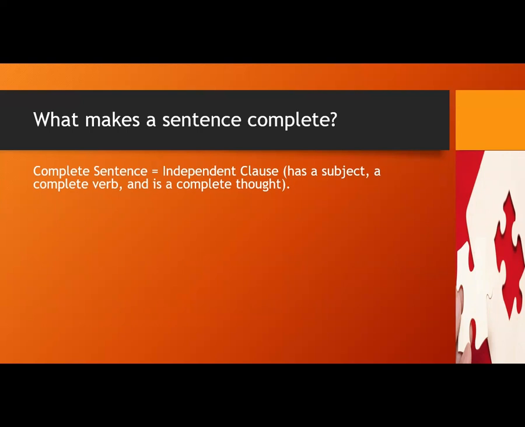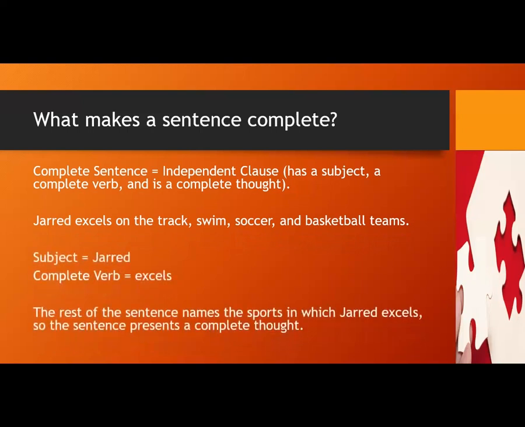Let's look at the following independent clause from our previous example. Jared excels on the track, swim, soccer, and basketball teams. The subject of this sentence is Jared. He is the one performing the action. The verb is excels. What does Jared do? He excels. But in what? The rest of the sentence names the sports in which Jared excels. So the sentence presents a complete thought. Two independent clauses cannot share the same space in a sentence unless appropriate measures are taken to separate them.